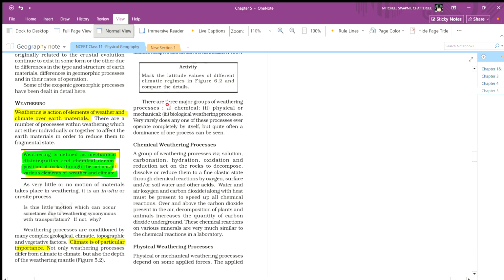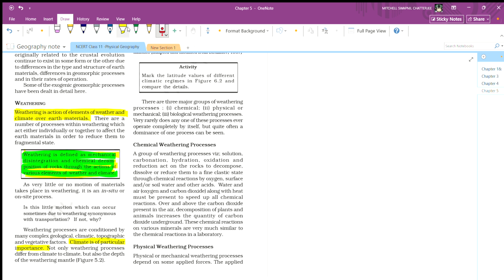Now, second, after weathering, there is also the depth of the weathering mantle. There are three major groups of weathering. First is the chemical one, chemical weathering. Second is physical or mechanical weathering.